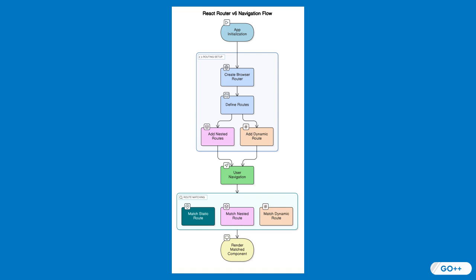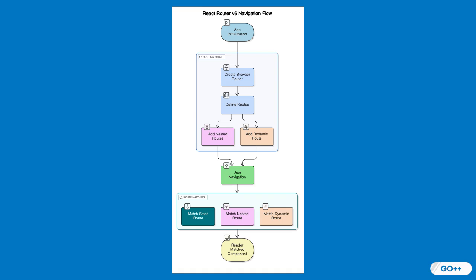Next, we have nested routes, a feature that enables you to structure your application hierarchically. Think of nested routes as subchapters within a chapter, allowing you to mirror your UI layout in your routing structure. This is particularly useful in complex applications where different components need to be displayed based on the user's navigation path.